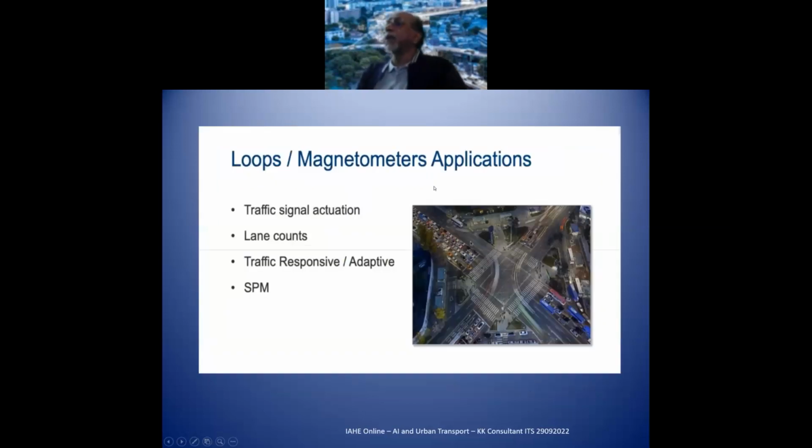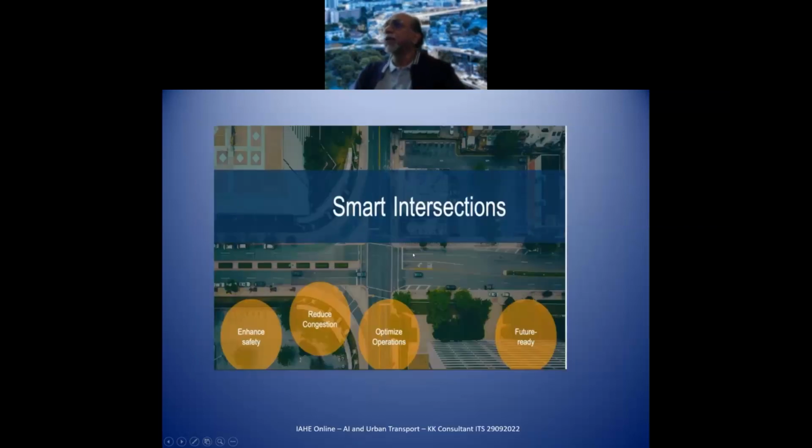These are the basic applications of loops and magnetometers. You can do the count, it can do the traffic responsive and adaptive and the special plan for the system. Now, a smart intersection is an intersection which is capable of optimizing the operations, reducing the congestion, and enhancing the safety, and is ready for the future.